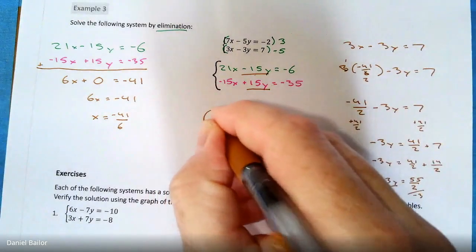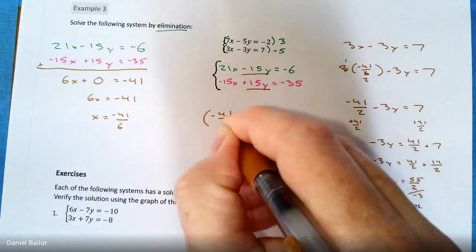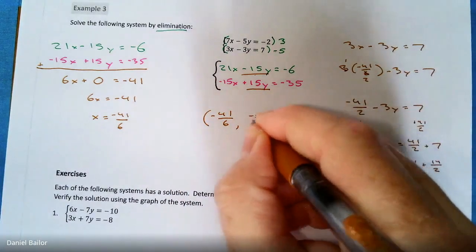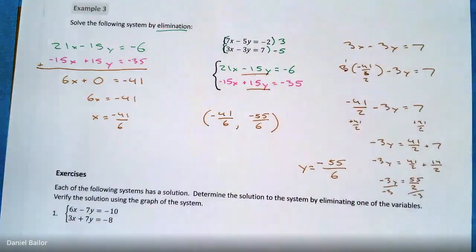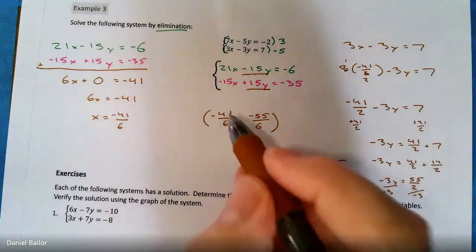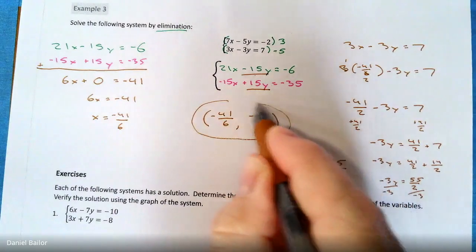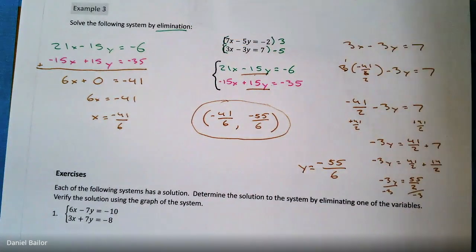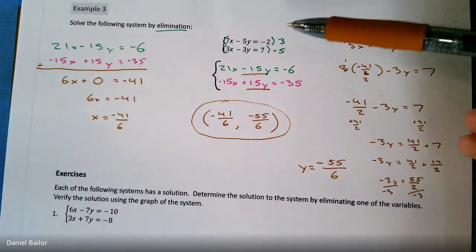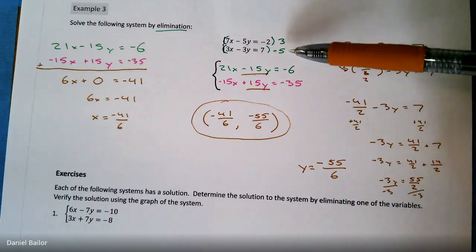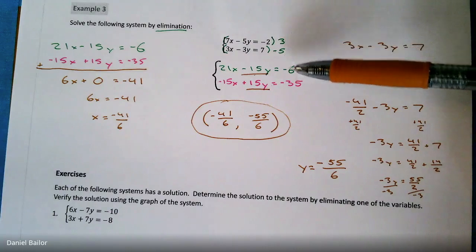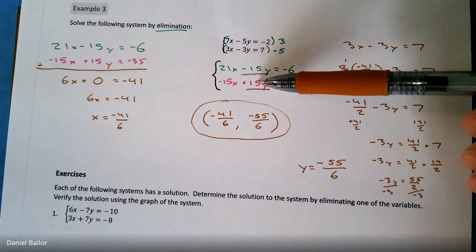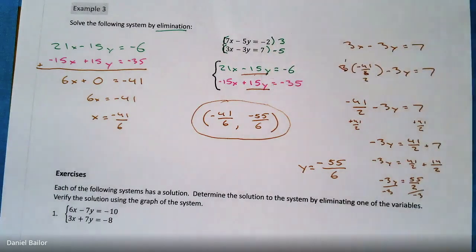So the coordinates for our solution are negative 41/6 and negative 55/6. Those are the coordinates. That is our solution. That is our answer. And we found it by elimination. This one was a little bit tricky because we had to change both equations. But after we changed them, we found something to eliminate.